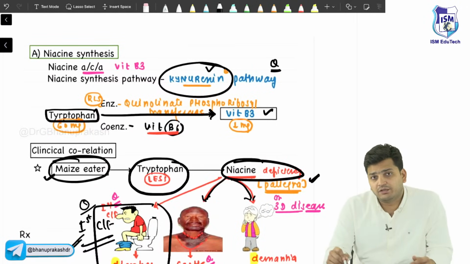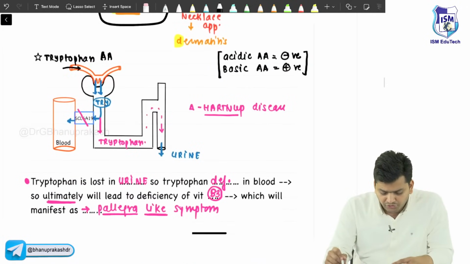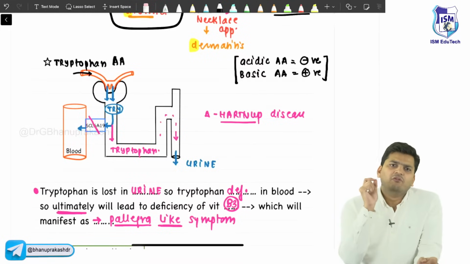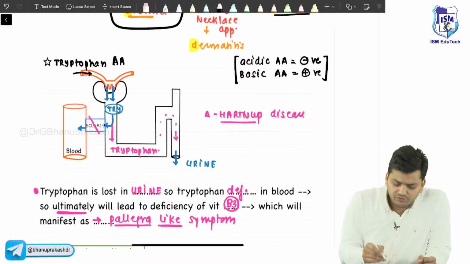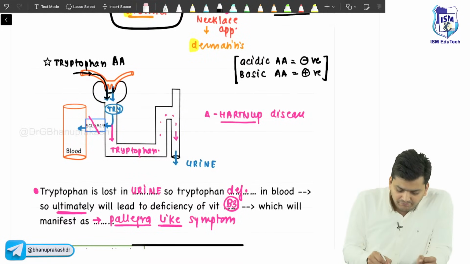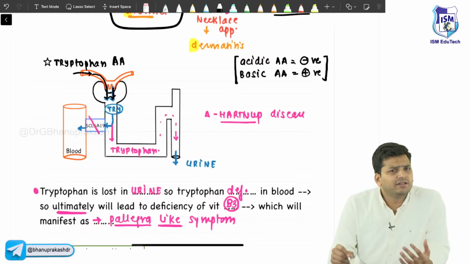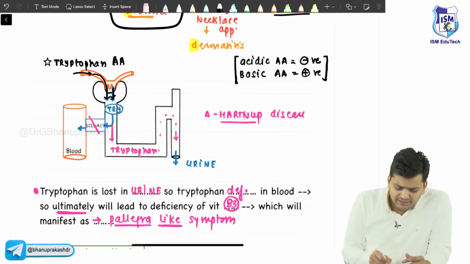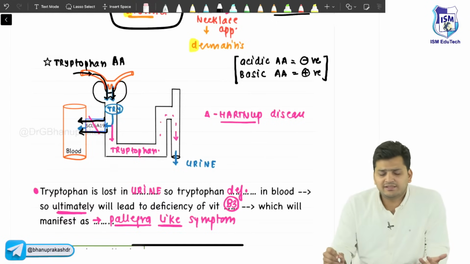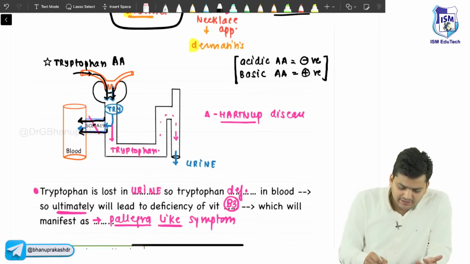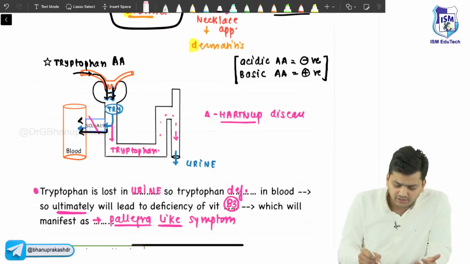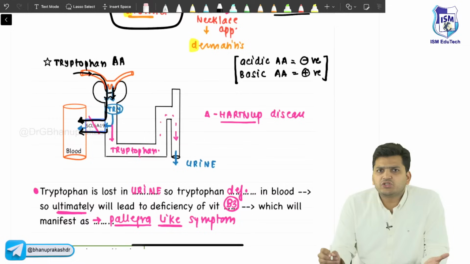Kynurenine pathway. Now, let's understand one more thing here. See, when the blood goes in the nephron, the tryptophan gets filtered. Tryptophan is a neutral amino acid, it gets filtered. But the good thing is, in the PCT, the tryptophan gets absorbed back with the help of SLC6A19. Whatever tryptophan is coming, it will get absorbed. So we don't lose tryptophan in the urine.